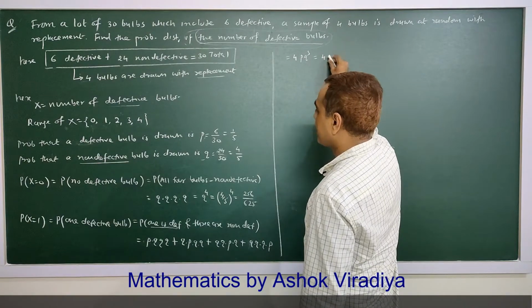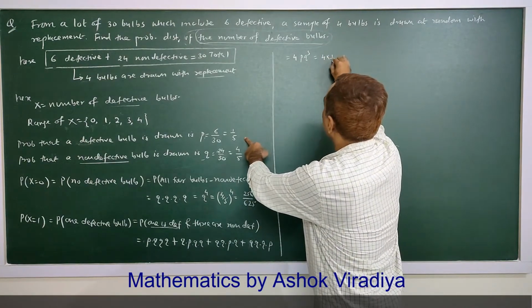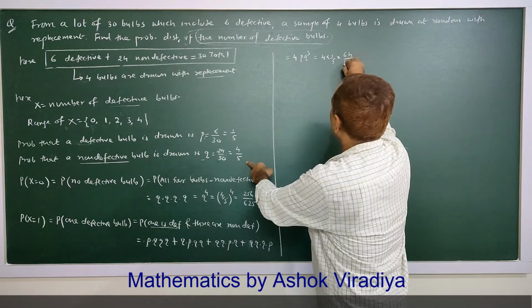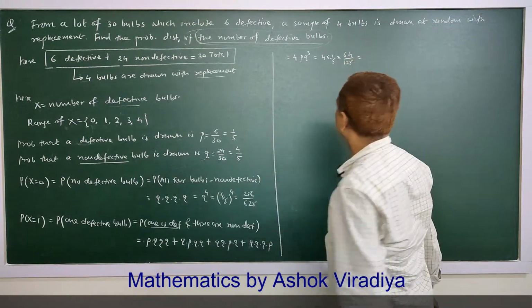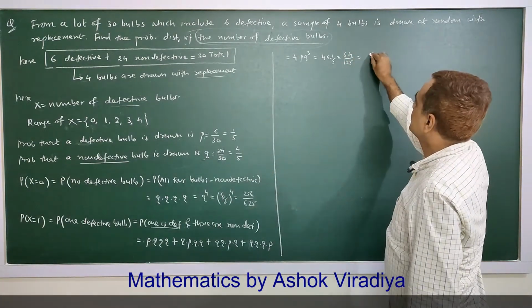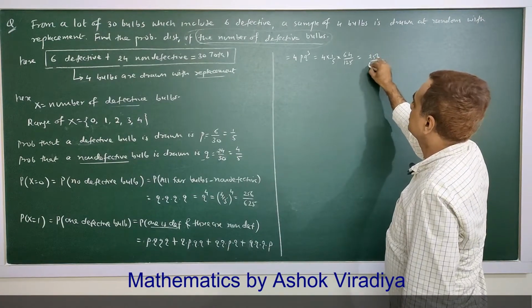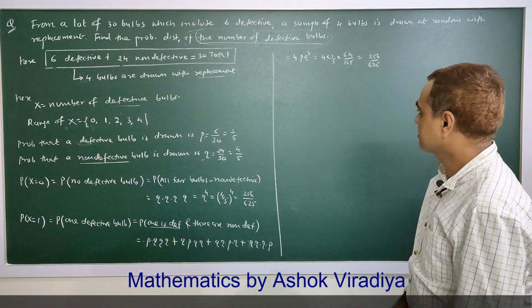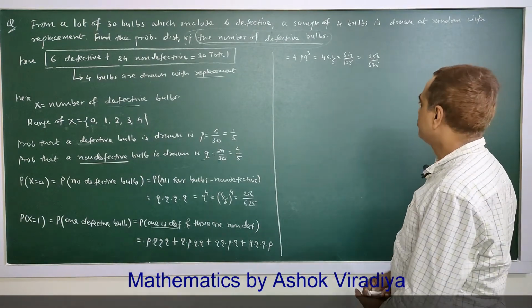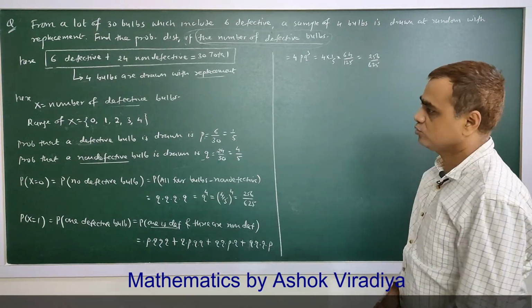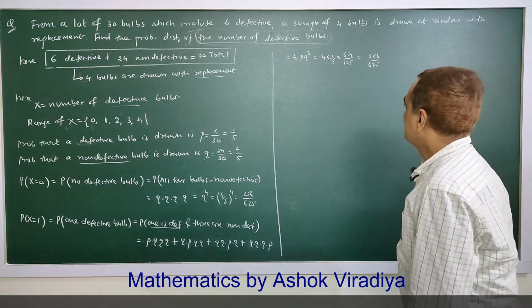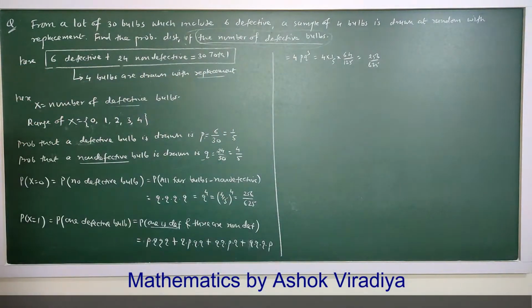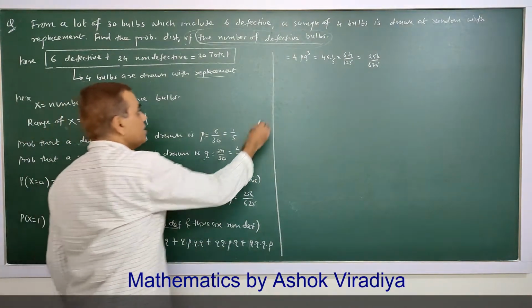That is 4 times, P is 1 by 5 and Q cube is 64 upon 125. So this is 256 upon 625. Again 256 upon 625, 4 into P into Q cube.